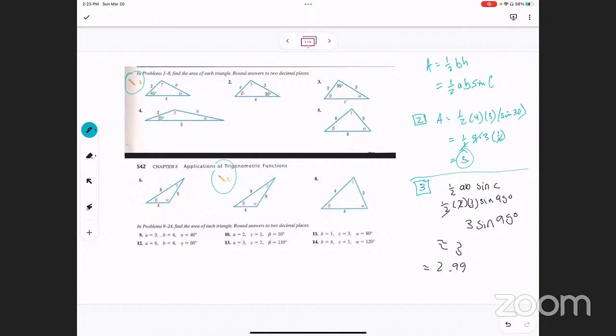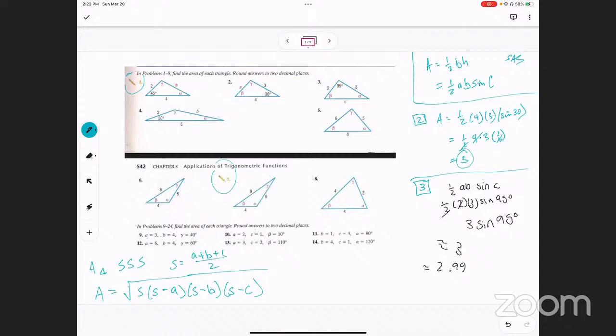There's another formula. If you have side, side, side, so the one up here was if you had side, angle, side in the upper right hand corner. But in the lower left hand corner, the area of a triangle, if you have side, side, side, is this: the area equals the square root of s times (s minus a) times (s minus b) times (s minus c), where s equals (a plus b plus c) divided by 2. It's called the semi-perimeter, I believe.